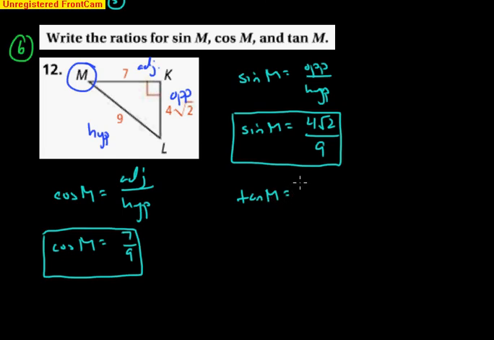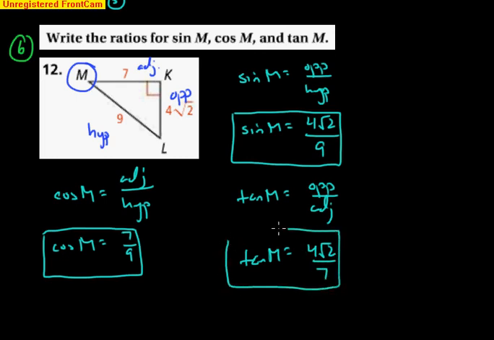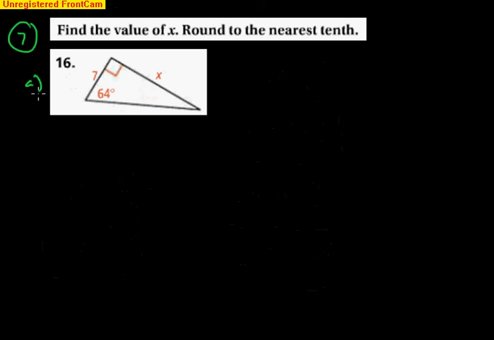And lastly, the tangent of M. The tangent of M, opposite over adjacent. So the tangent of M, opposite is 4 radical 2, adjacent is 7. If it simplifies, simplify. It does not. And there's the trig ratios for M in this right triangle.